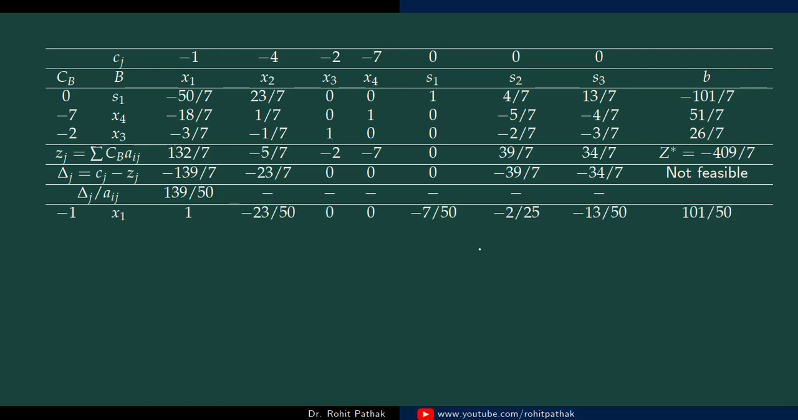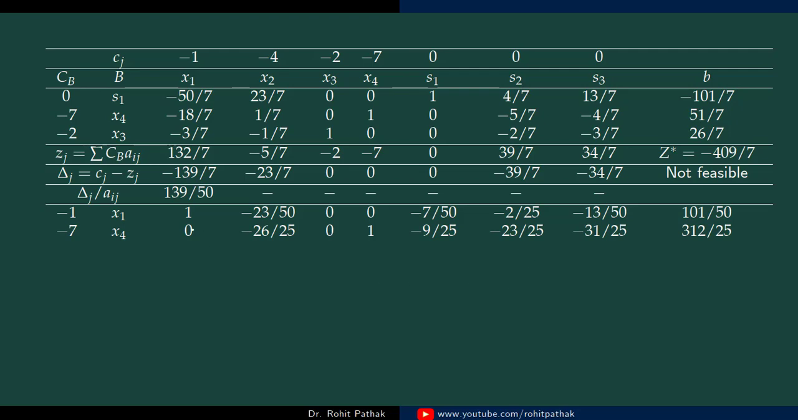So as before, this is the key element. Now this becomes the key element. So divide this row throughout by minus 50 by 7. So you get this row. Okay, and using this 1 here, you make this 18 by 7 into 0. So multiply by 18 by 7 and add it to this row. You get this modified row.